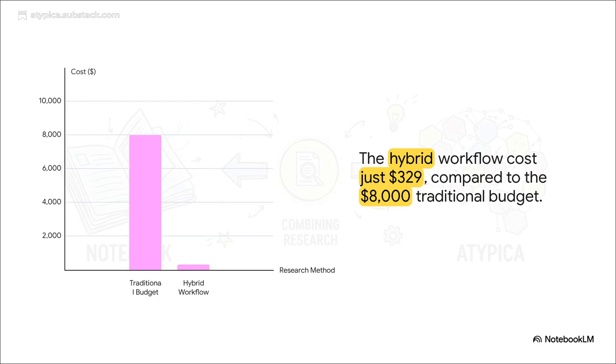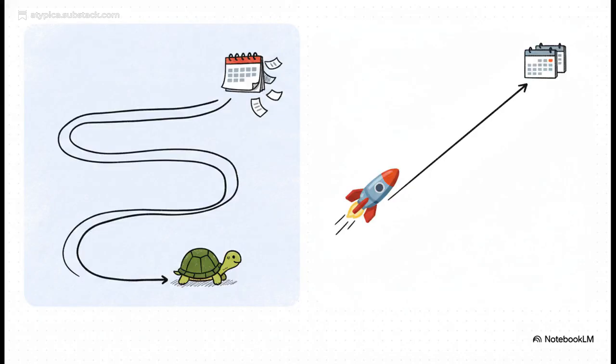Now, let's talk about the numbers, because this is just wild. The budget for a traditional research project like this was $8,000. The total cost for this powerful hybrid workflow, $329. No, that's not a typo. Just let that sink in for a second. And what about the time it took? A traditional approach would have been 4 to 6 weeks, easy. This hybrid sprint, they got their strategic answer in just 10 days.